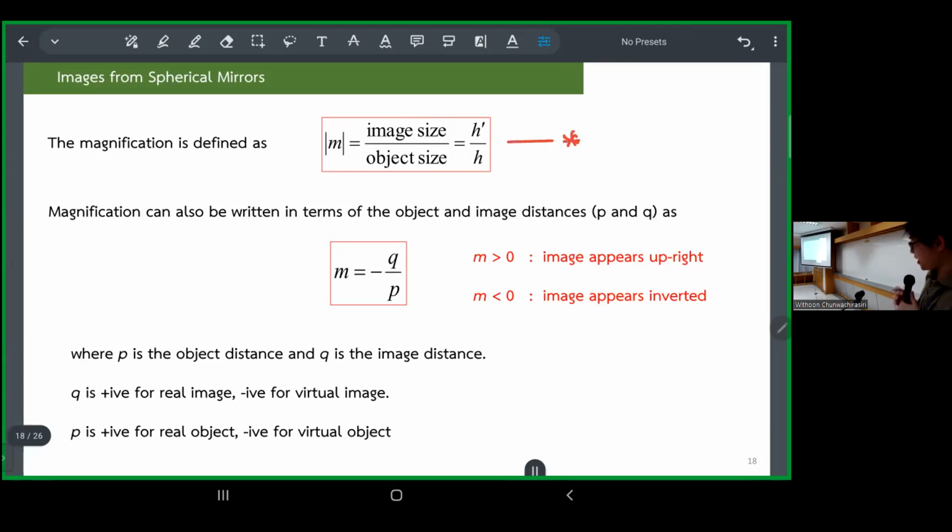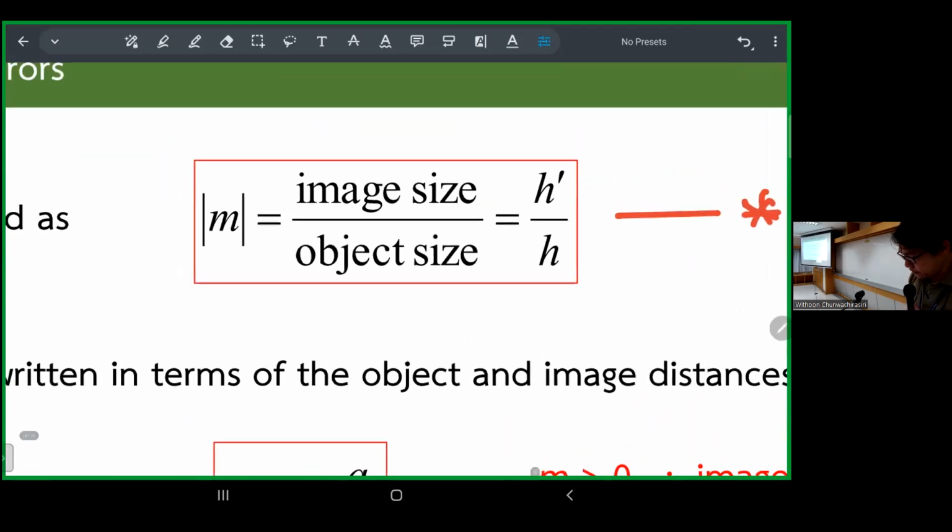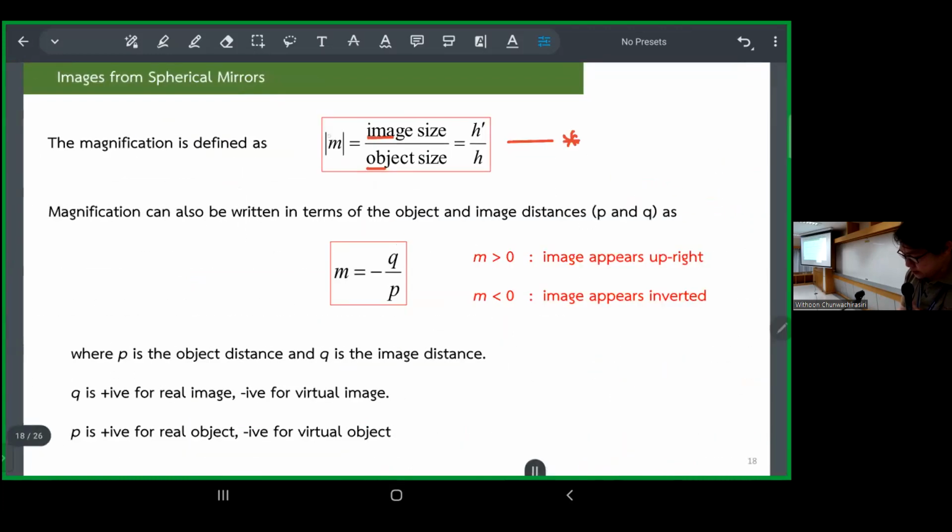Let me put like a 1 star there. If you want to find the magnification, it's easy. If you want to know whether the final image is bigger or smaller than the original, all you have to do is just take the size of the image divided by the size of the object, and then you're done. But this one is not so good. The reason I say it's not so good is because it's pretty much like an absolute sign. So I want to cross this one out because it's not very nice in terms of a real application in your determination of the image location.